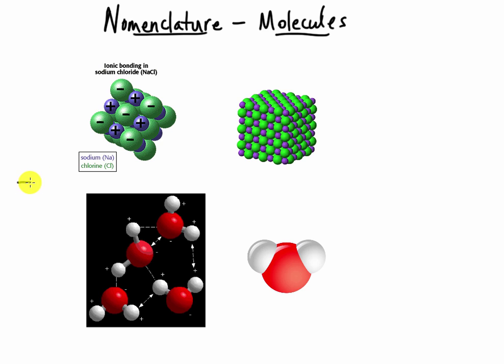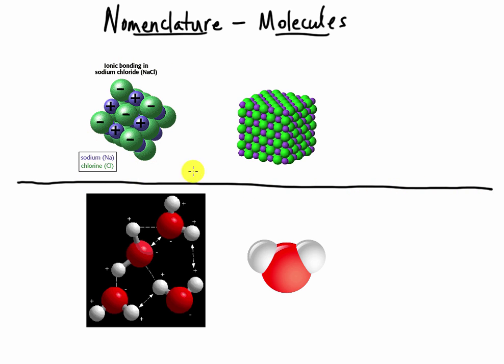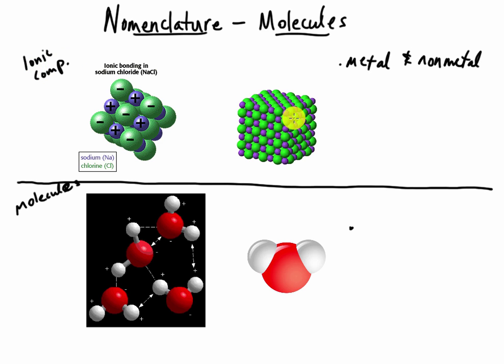So first of all, before we get into the naming, just remember that there are two broad classes of compounds. We have ionic compounds and molecular compounds. Remember that ionic compounds have a metal and a non-metal in them. That's how we're going to tell the difference between our ionic and molecular compounds. So the molecular ones are molecules here, and these are your ionic compounds up here. For the molecules, you're going to have two non-metals in the formula.